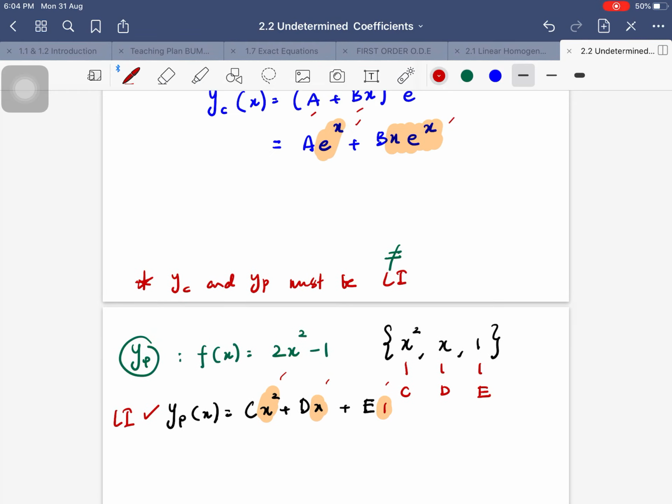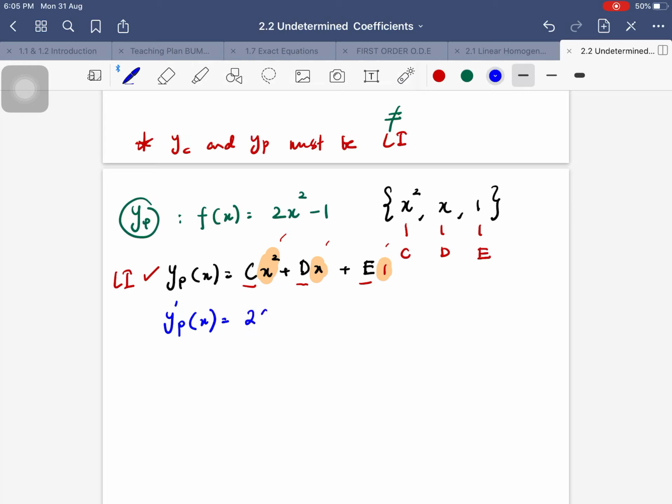So here what we have is yp. So yp is going to go here. So you have to find y prime and also y double prime. So you have to differentiate your yp twice. So now I'm going to start differentiating. Okay, so this is my y. Now I'm going to find the y prime. So y prime, when I differentiate this, I'll get 2cx plus d. And I also need the second derivative, y double prime, which for this case is going to be given by 2c. And I'm going to start substituting into the original equation.